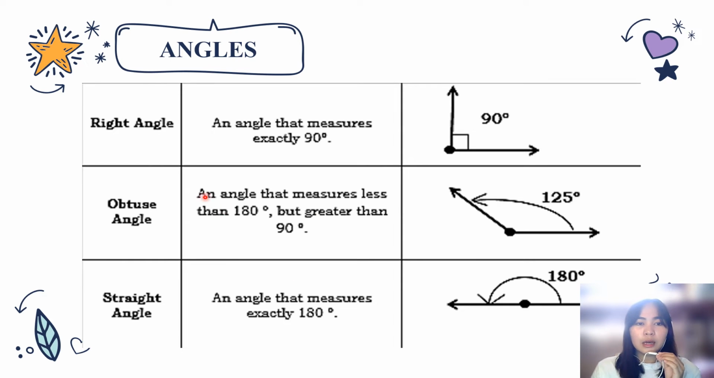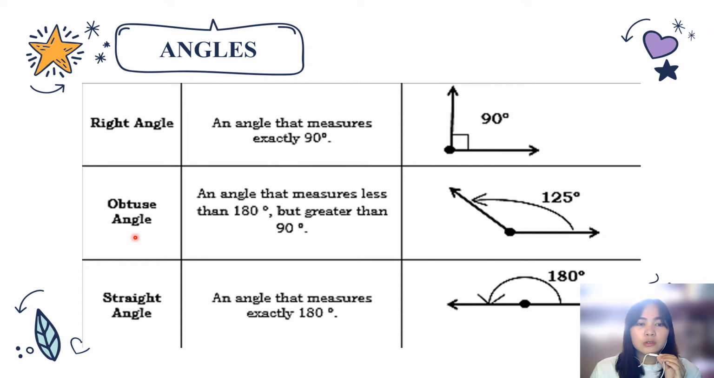Another type of an angle is right angle, an angle that measures exactly 90 degrees. Kung may tag right angle, exactly 90 degrees. Iyahang measurement lang yun is 90 degrees. Pag may tag right angle, 90 degrees. That's why we have here an example of 90 degrees. Again, pag right angle, exactly 90 degrees.